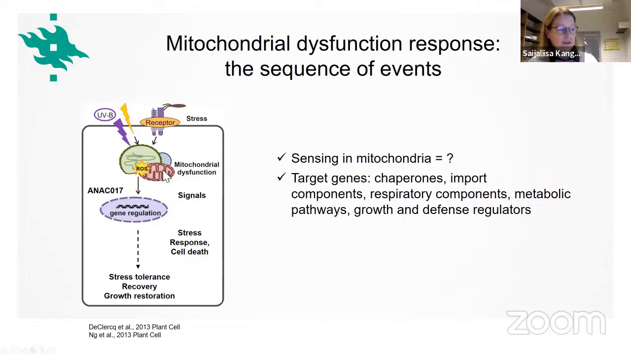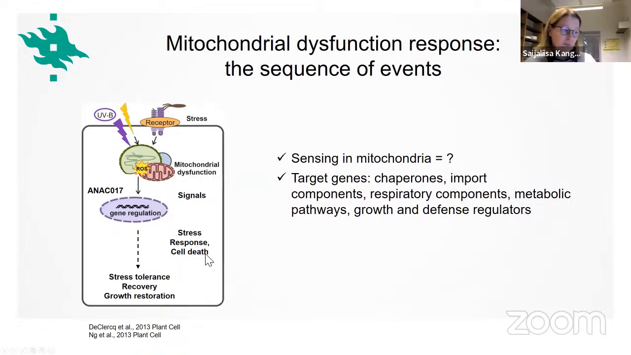But we do know that the organelle sends signals, and that one of the key signaling factors is a transcription factor, which in Arabidopsis thaliana, the model plant, is called ANAC17. And this is really considered the most significant transcription factor that then initiates a so-called mitochondrial dysfunction response that involves activation of genes that encode proteins that have functions as chaperones. They can be import components to organelles, respiratory components, metabolic pathway components, and growth and defense regulators.